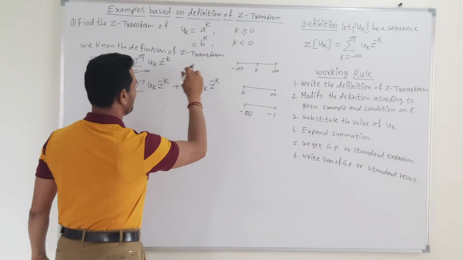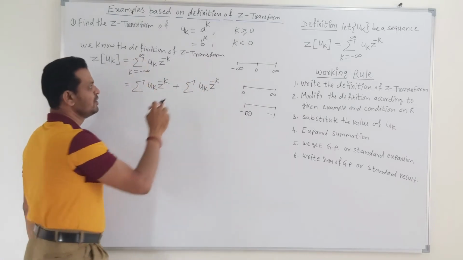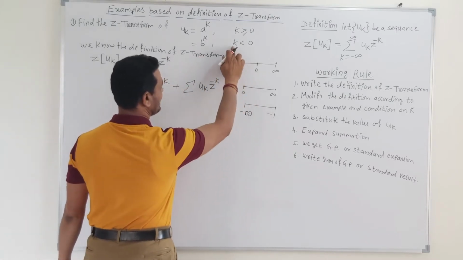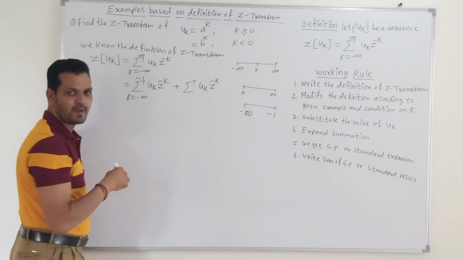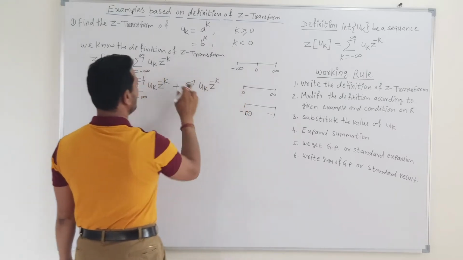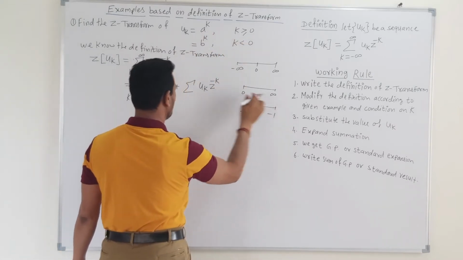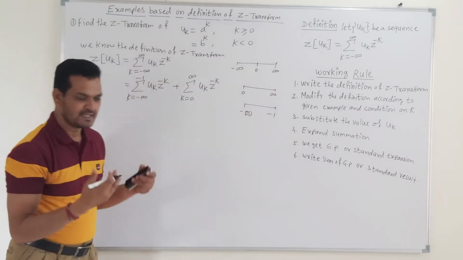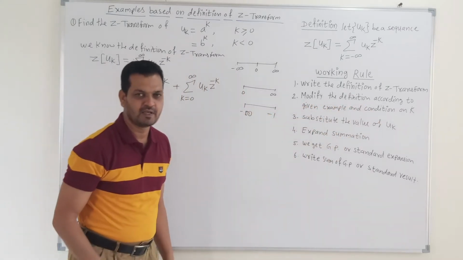So we can write this summation sign. This summation goes from k equal to minus infinity to plus infinity. Now we can write this as minus infinity to minus 1 for k less than 0. So we get k equal to minus infinity to minus 1 of uk, which is b raised to k, plus the next interval, where the value of uk is a raised to k for k greater than 0. Greater than 0 means this interval is 0 to infinity. So we can write k from 0 to infinity. That is our step number 2, that means modify the definition according to the given example and the condition on k.